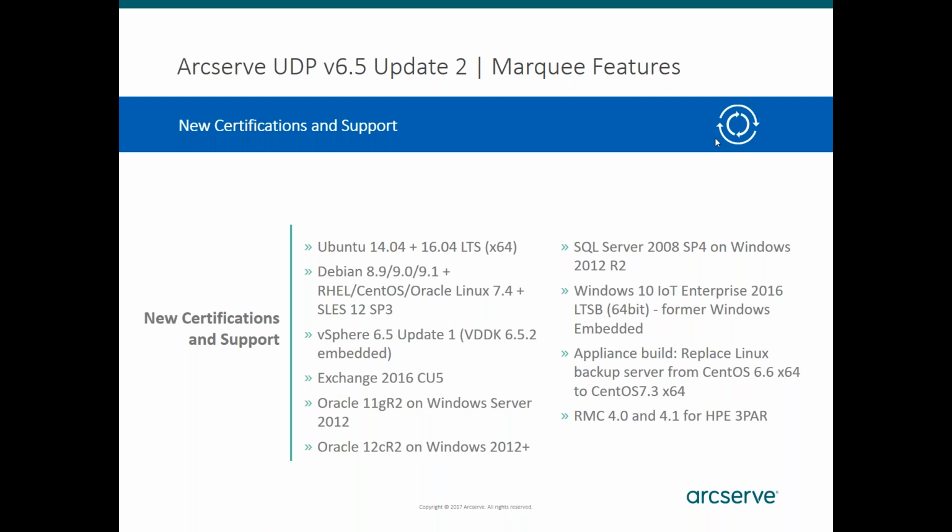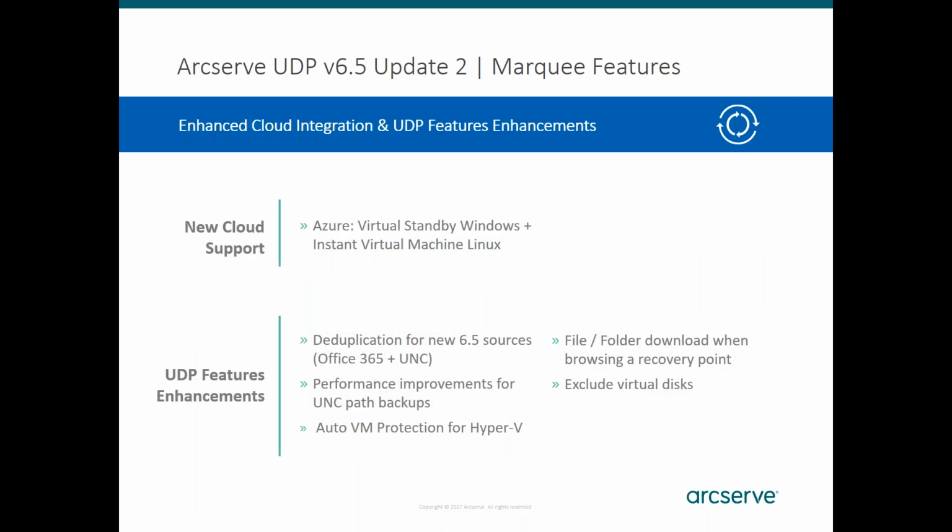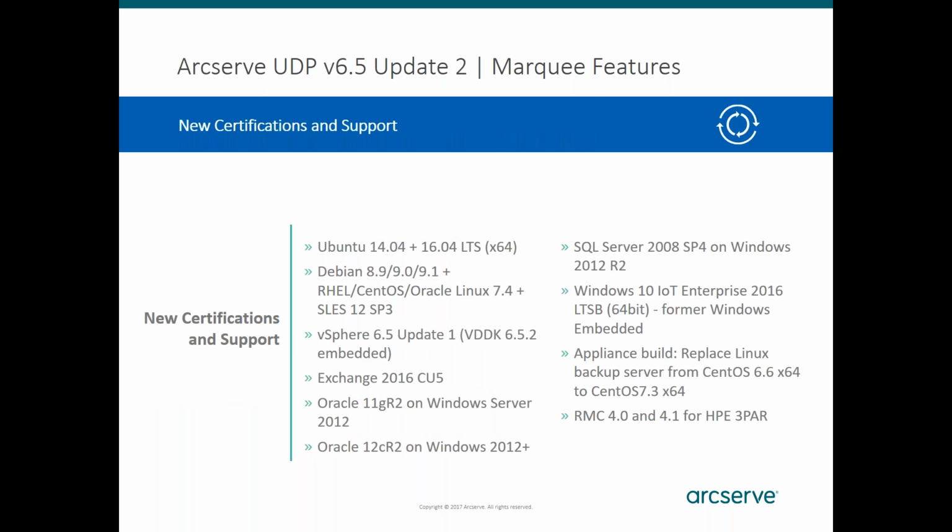So yeah, we are doing a lot of updates. Just to go back to recap, you didn't see that previous slide. We're doing updates for Azure, Office 365, to dedupe Office 365 and NAS backups, performance improvements on UNC paths, auto VM protection for Hyper-V, and new restore capabilities, being able to directly download from the console and exclude virtual disks. And I've just gone through the UDP Update 2 platform certification updates.